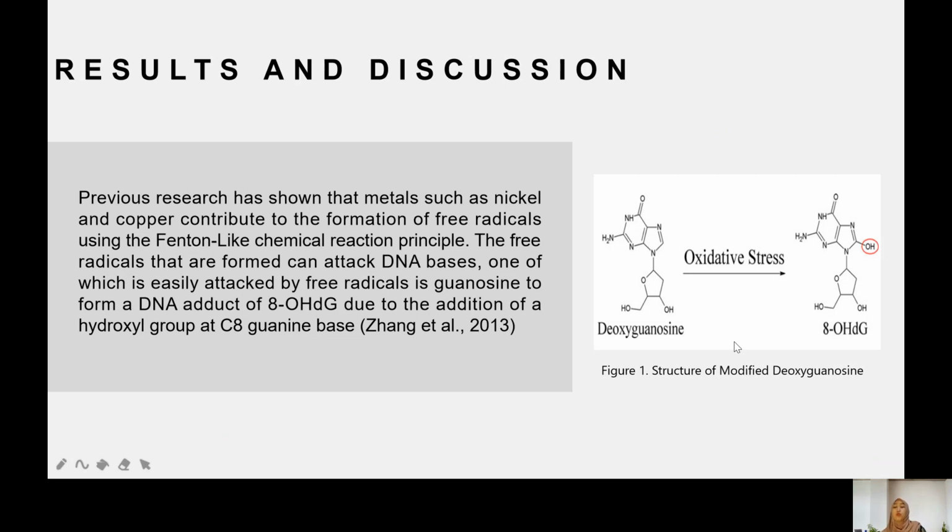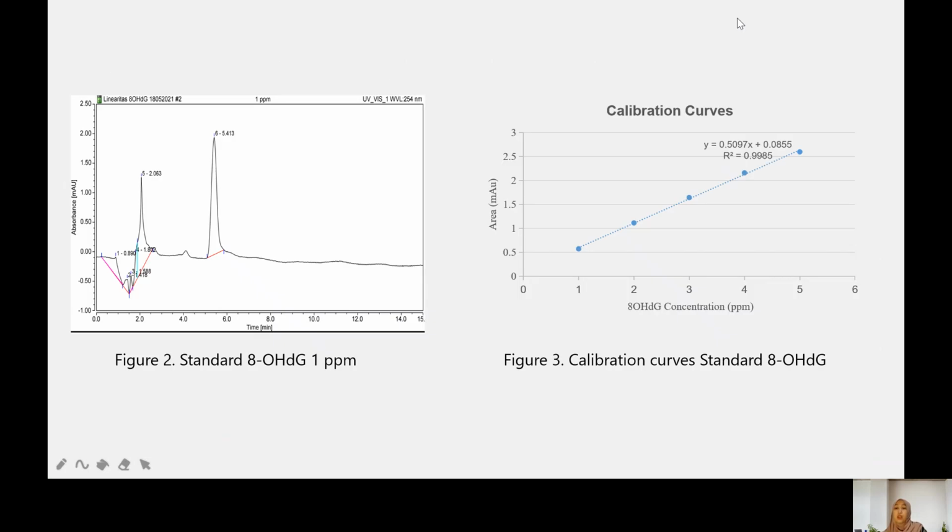So in figure 1, to explain the structure of modified deoxyguanosine, DNA guanosine is attacked by free radicals to become oxidative stress DNA, and then forms the DNA adduct 8-OHdG because of the addition of a hydroxyl group at C8. Sorry.